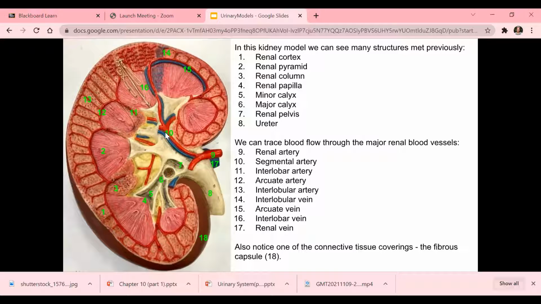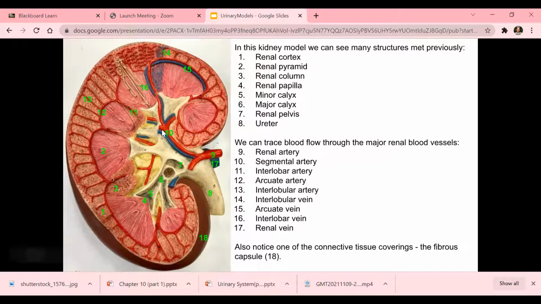Then the segmental arteries move forward in the column of Bertin, or the column between the pyramids. When they are in the column, we call them interlobar arteries. The interlobar artery make the arch shape turn between cortex and medulla, and this arc here is called arcuate arteries. And you can see many arcuate arteries here.